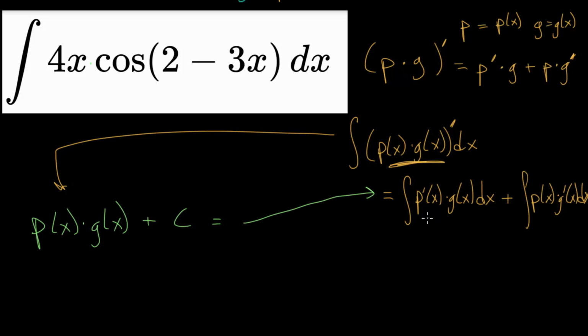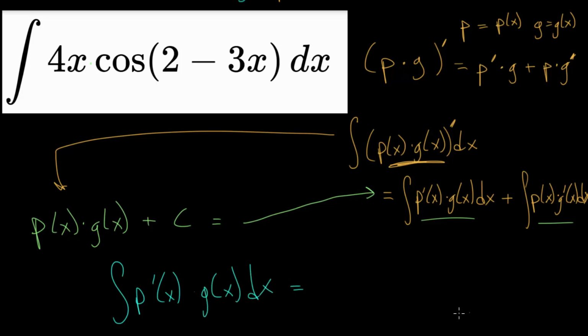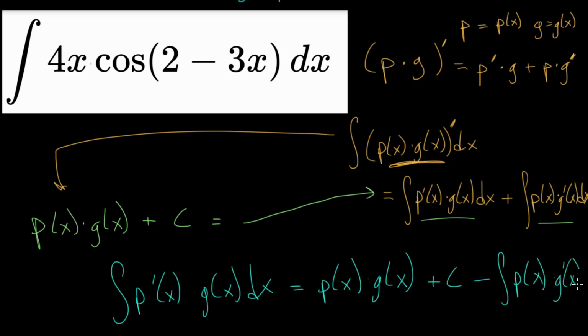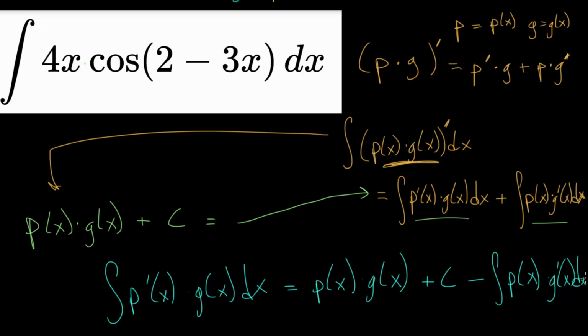Now at this point, we can just solve for either of these terms and we will have our formula for integration by parts. So let's solve it for this term here. And we'd say we have the integral of the derivative of p of x multiplied by g of x with respect to x. This is equal to this expression here, p of x times g of x plus that constant of integration, and we're subtracting this integral here, which is p of x multiplied by the derivative of g of x, and all with respect to x.